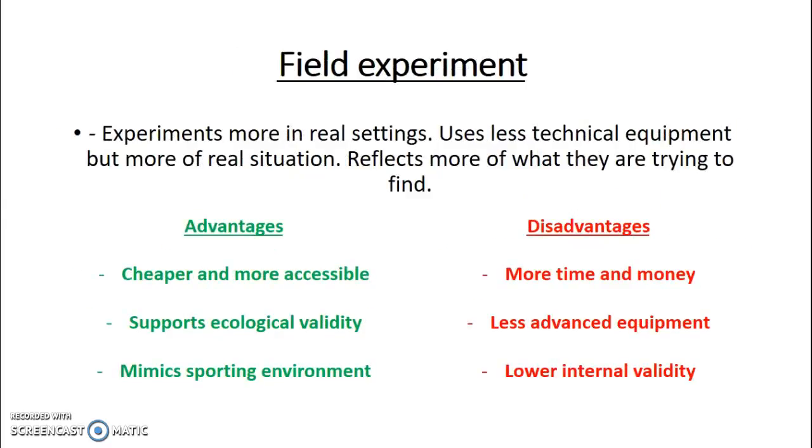Next is a field experiment. This is experiments more in real settings. It uses less technical equipment but more real situations. It reflects more of what they are trying to find. So an advantage of this would be it's cheaper and more accessible. It supports ecological validity as it's in a real life situation, and it mimics the sporting environment as it's not done in a lab, it's done in the actual environment of the sport they're doing, so on a football field with football.